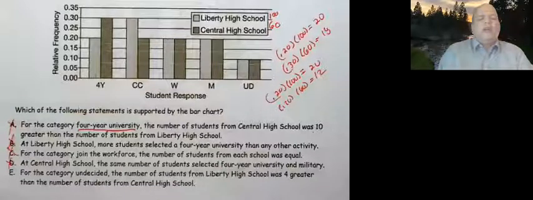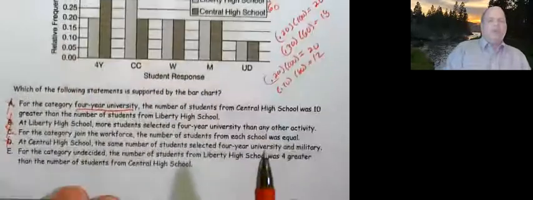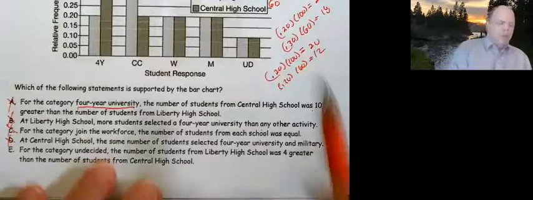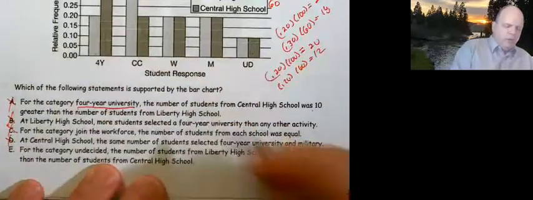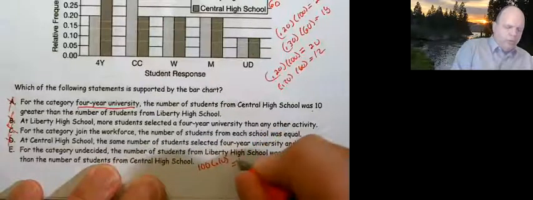So for the category undecided, the number of students from Liberty High School was 4 greater than the number of students at Central High School. Well, once again, they're talking about the numbers, so I'm going to have to work with the percentages. So Central had 100 students, and we're looking at undecided, which is at about 10%. So 100 times 0.10 equals 10.